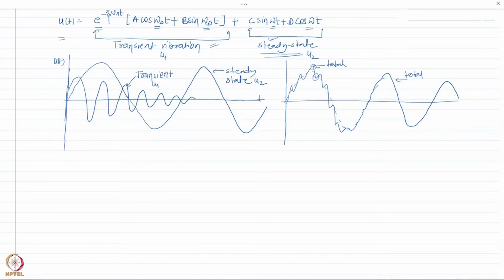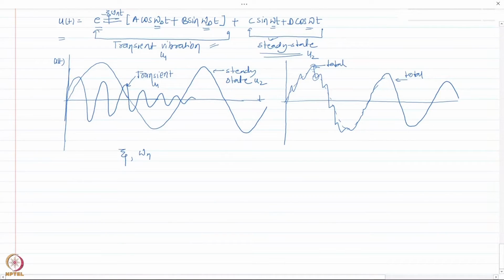Okay, and how fast does it converge? Well, that depends on the value of this term here, right? Because that is what is going to decide how fast the exponential term is decaying. So how fast the initial response converges to the steady state response, or the total response converges to a steady state response, that depends on the value of damping and the natural frequency of the system.